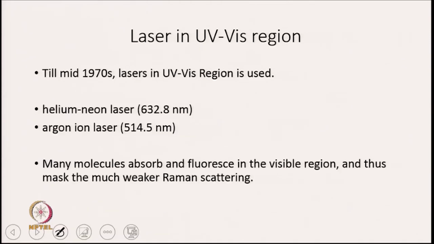Initially, lasers were used in the UV-vis region. The most commonly used was the helium neon laser, which has a wavelength of 632.8 nanometer, and then the argon ion laser, which has a wavelength of 514.5 nanometer. But the problem with these kinds of lasers is that many molecules absorb and fluoresce in the visible region, and the fluorescence will mask the much weaker Raman scattering.